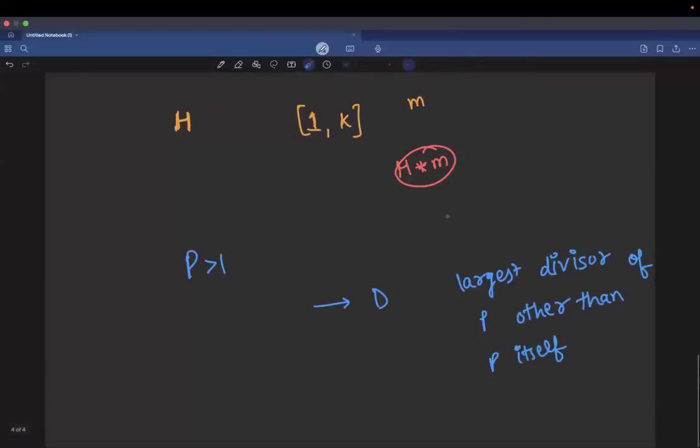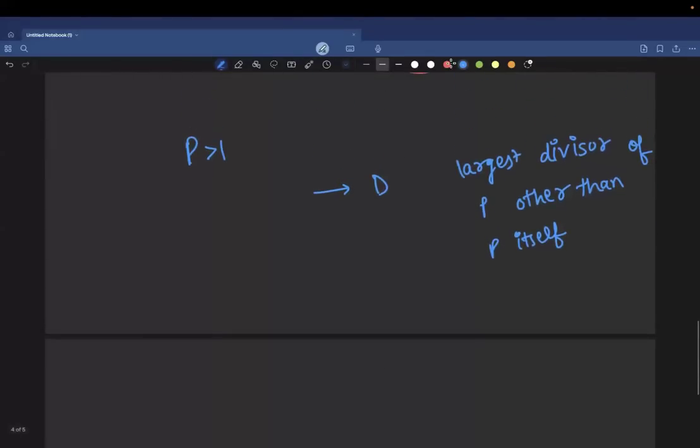So whenever you see something like this, largest divisor of something other than the number itself, or you have to do something related to the second largest divisor, you should always remember that for any number x, its second largest divisor would be x divided by the smallest prime divisor of x. So let me explain here what I mean by it.